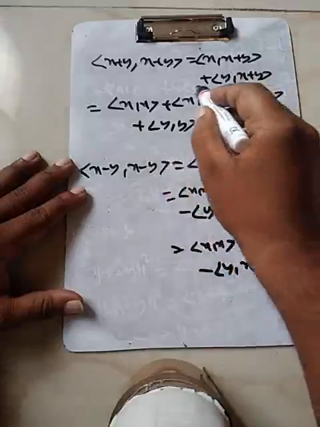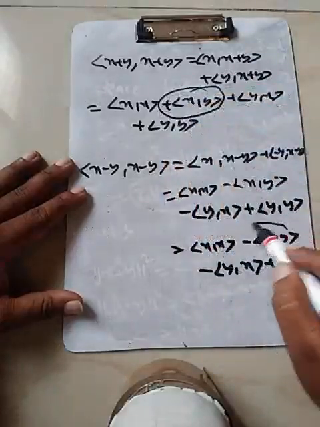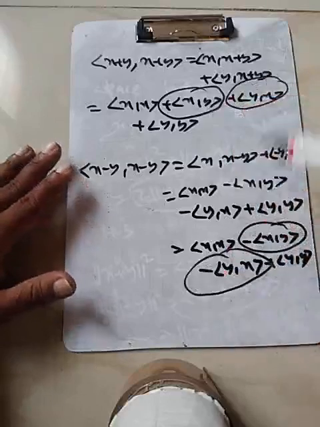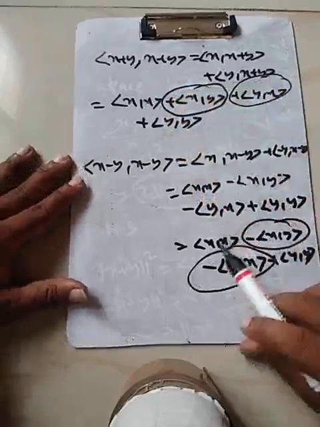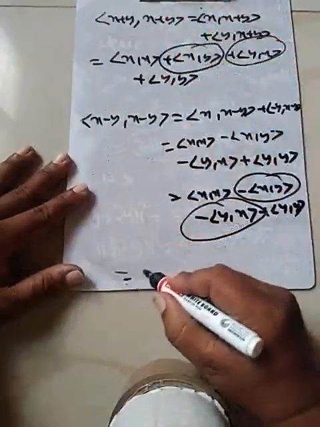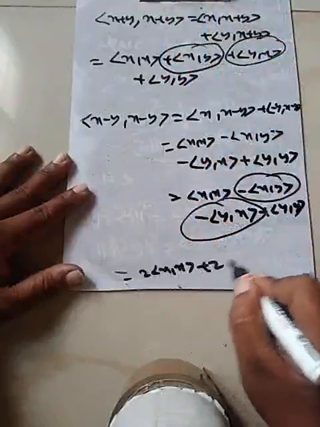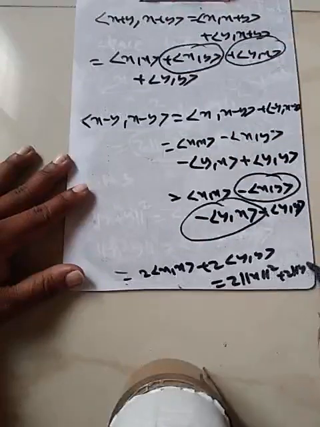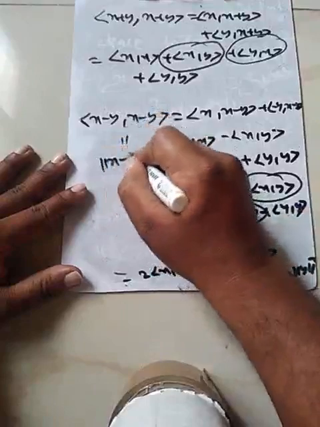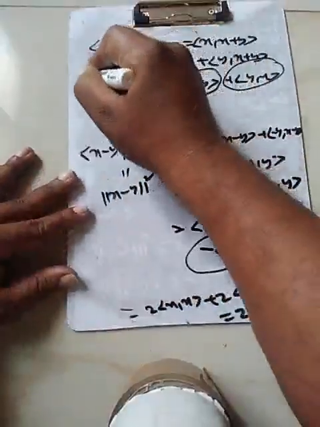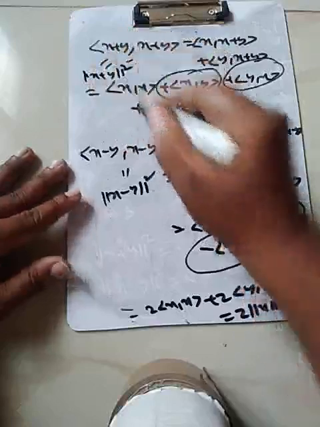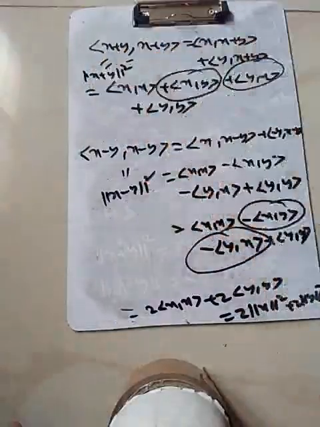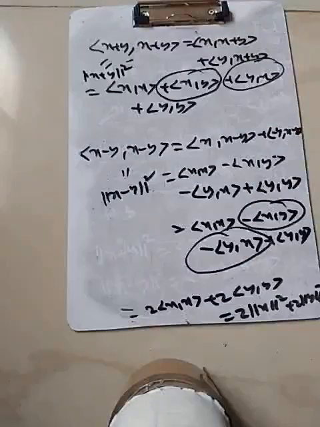If you add these, look at this object over here with a positive sign and this object over here with a negative sign. This cancels out, this cancels out, and this and this remain. So this addition is nothing but 2 times inner product of x with x plus 2 times inner product of y with y, which is 2 norm of x whole square plus 2 norm of y whole square. This object, norm of x minus y whole square, plus norm of x plus y whole square equals 2 times norm of x square plus 2 times norm of y square. So this is the parallelogram law.